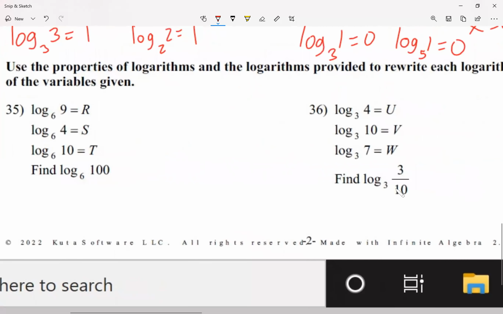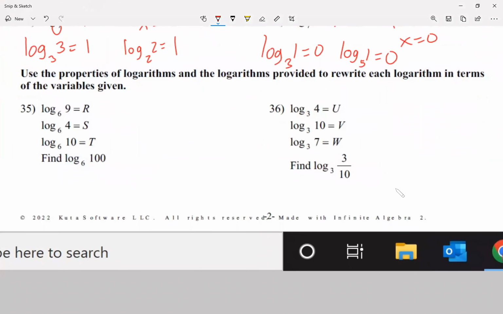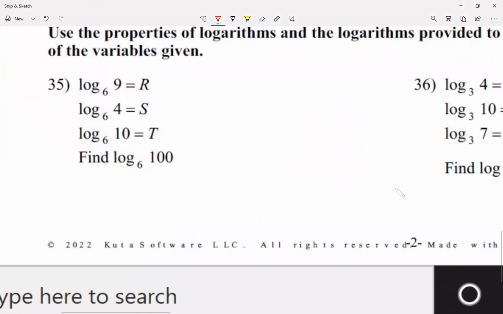Now let's take a look. Use the properties of logarithms and the logarithms provided to rewrite each logarithm in terms of the variables given. So we learned how to expand and condense. We learned that multiplication expands as addition, right? The multiplication inside a log expands as addition of 2 logs. And then we learned that division in a log expands as the minus of 2 logs.